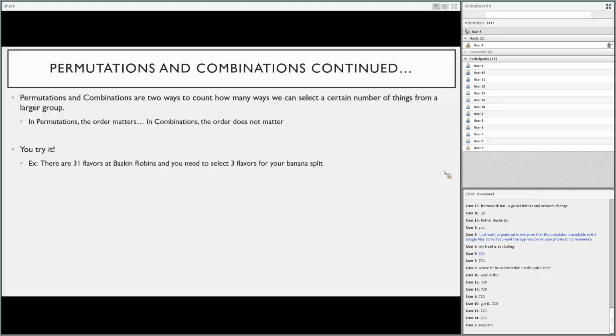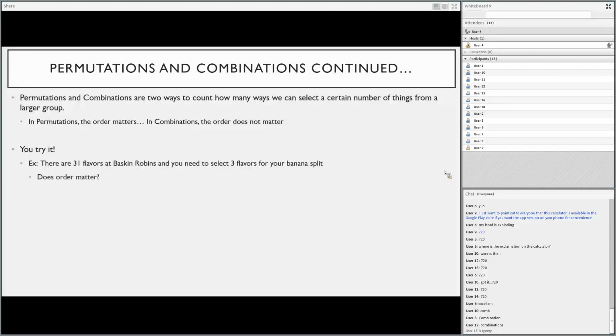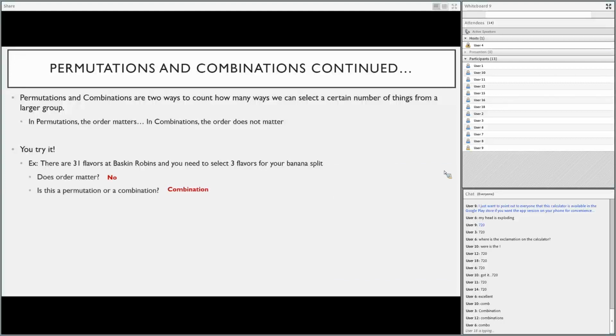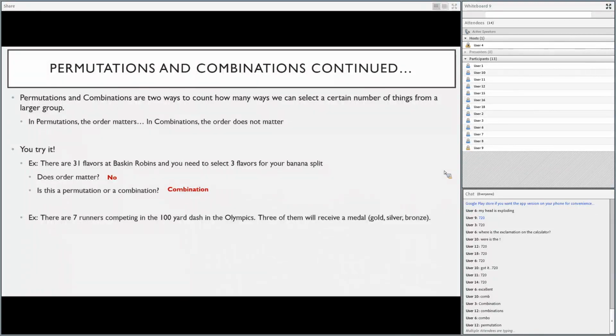So let's give it a try. Say we're at Baskin Robbins. You can tell I like ice cream. And we have 31 flavors to choose from. And we need to select 3 flavors for our banana split. Now, do you think that we should be working with permutations or combinations? Does the order in which I select my flavors change my banana split? If I select vanilla and then chocolate and then strawberry, is that a different banana split than if I select strawberry, then vanilla, then chocolate? Yeah, this is going to be a combination because the order does not matter.